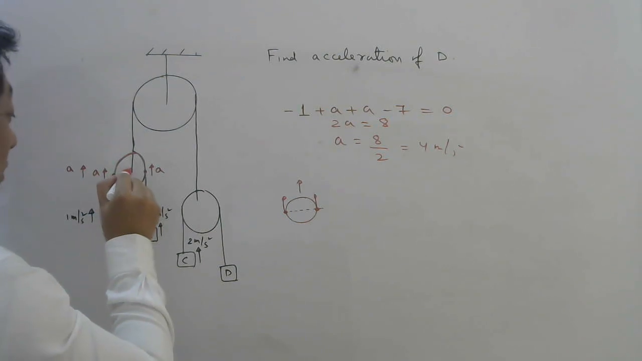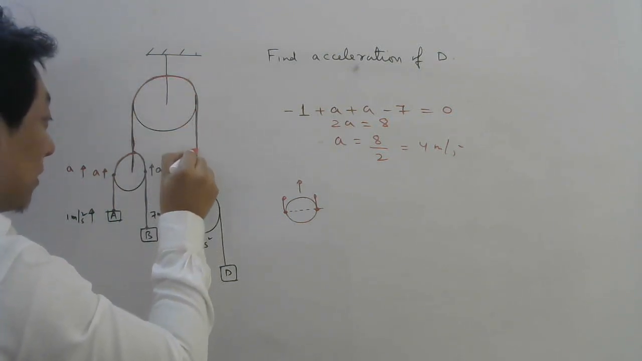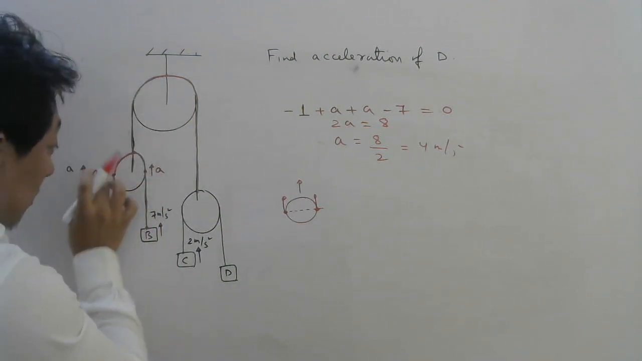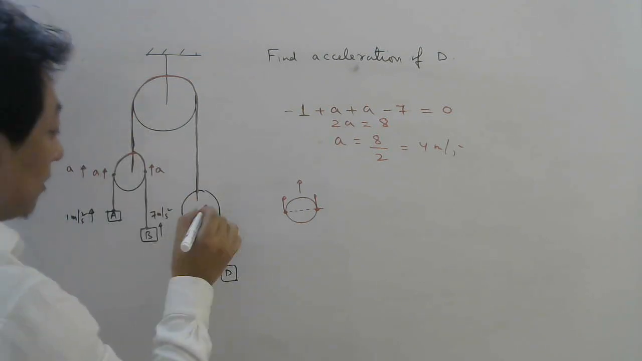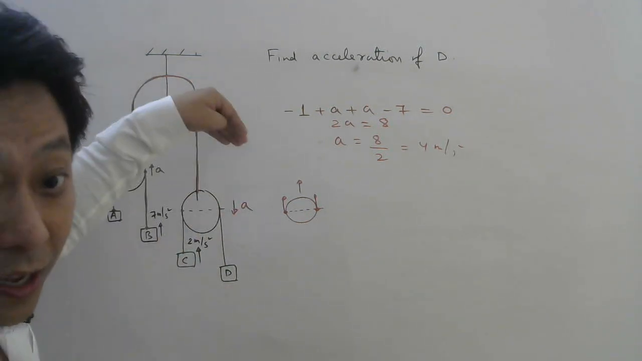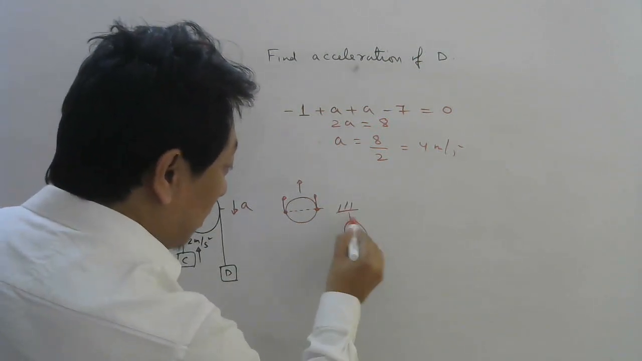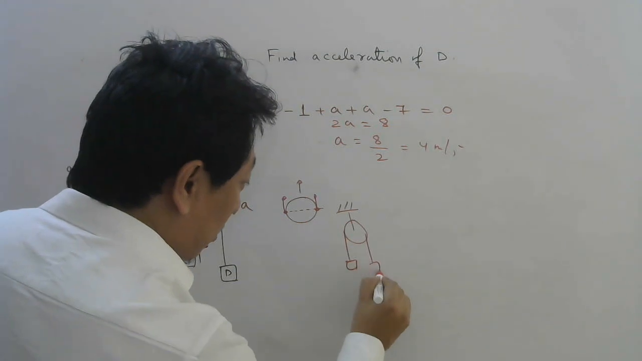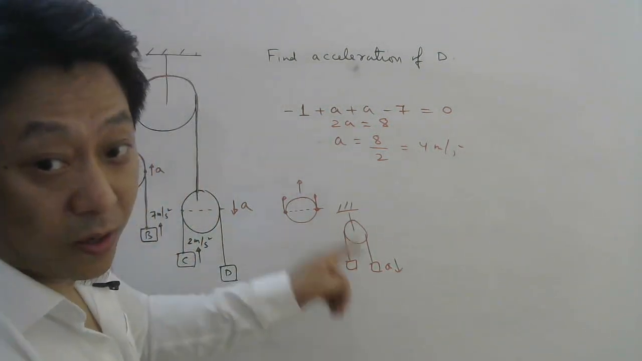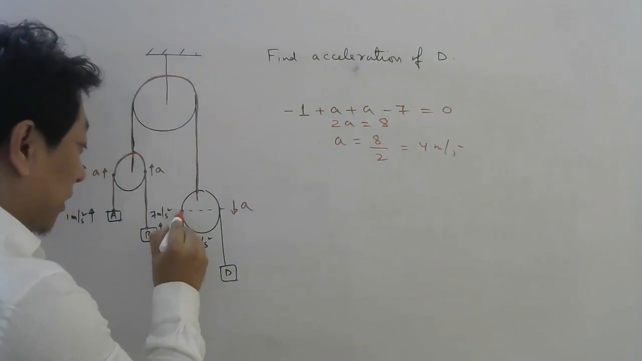Now look at this string. This string is also inextensible. Here this pulley is fixed. Therefore, if this pulley is going up with acceleration A, this pulley also should go with the same acceleration A down, remember, right? We have seen that already: if this pulley is fixed, then these two blocks should have the same acceleration. If one is A up, the other one should be A down. So now consider this length of the string.